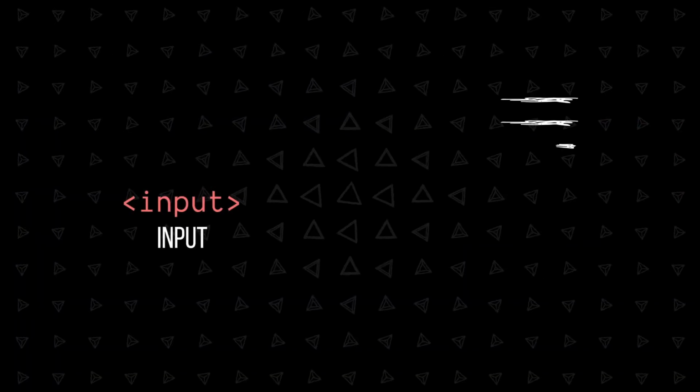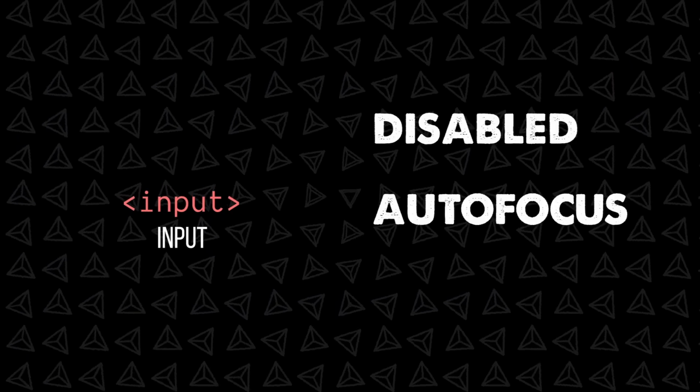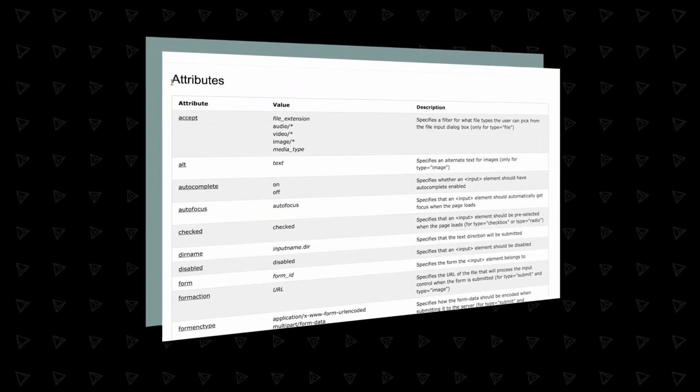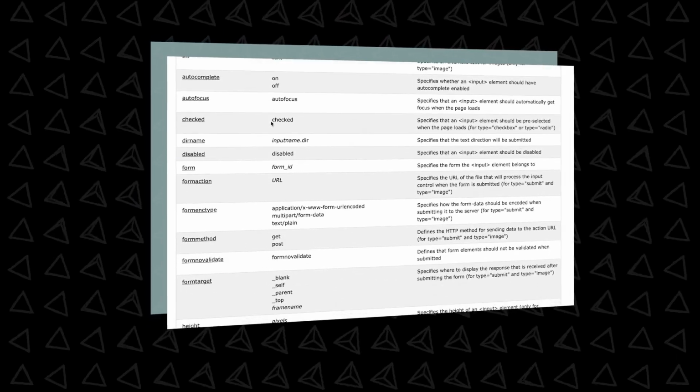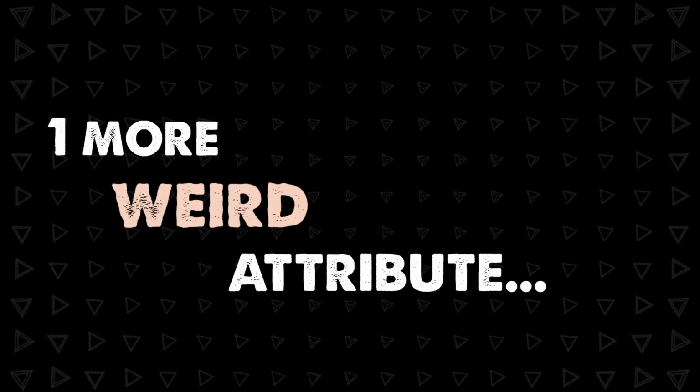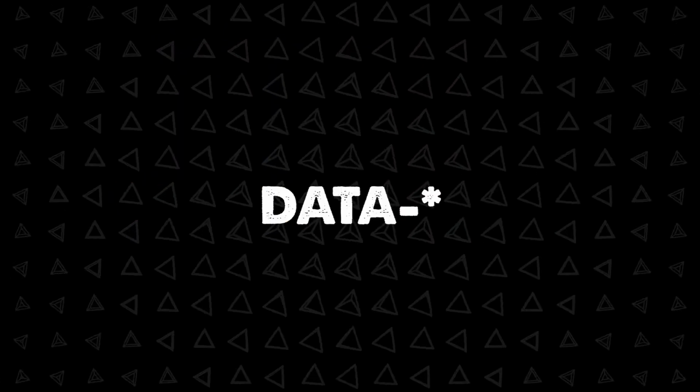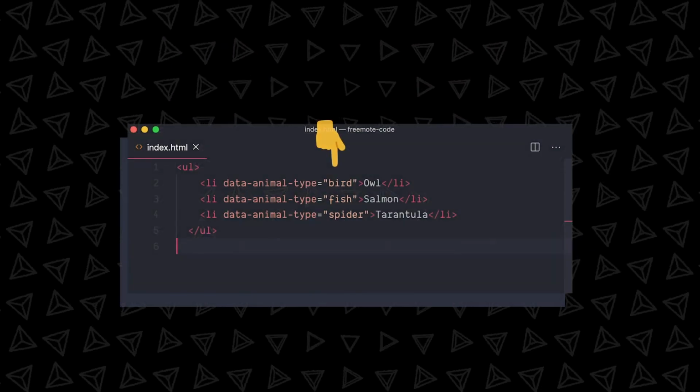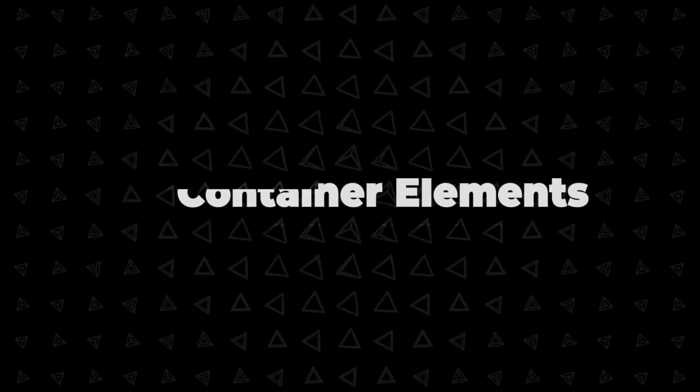And there's a bunch more attributes for inputs like disabled, autofocus, and required. Most people still pull up a reference for this even if they've done it 100 times. There's one more weird attribute you can put on anything too, a data attribute. You can store any string data on an element and then retrieve it later. Okay, let's talk about container elements.